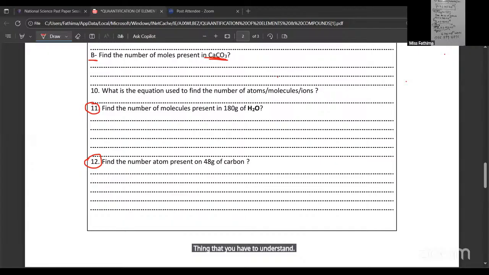Carbon, the relative atomic mass is 12. Carbon's relative atomic mass is 12. I'm sorry, I just forgot to attach it in the tube itself.